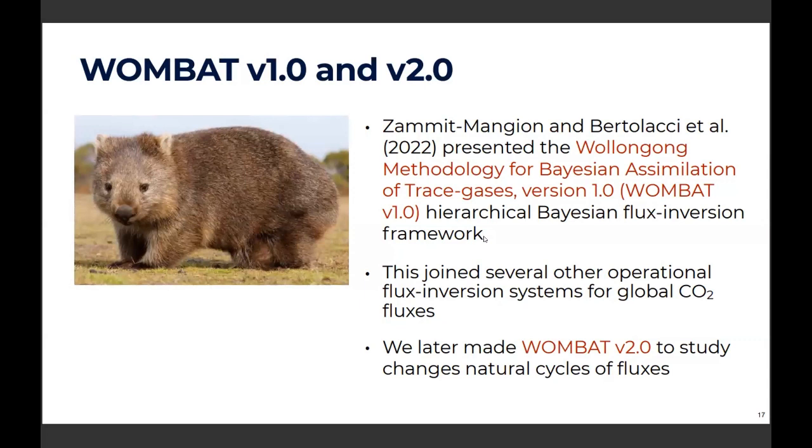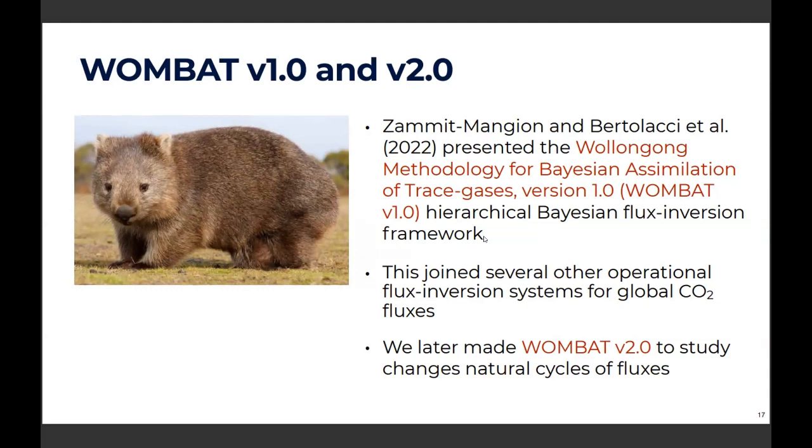So Wombat's a very famous Australian animal, and here's a picture. It stands for the Wollongong Methodology for Bayesian Assimilation of Trace Gases. So hopefully you can appreciate our ability to torture the language to give us what we want out of it. And we made version 1.0 a little while ago, which joined several other flux inversion systems that were being operated globally. So we've got Wollongong out there.